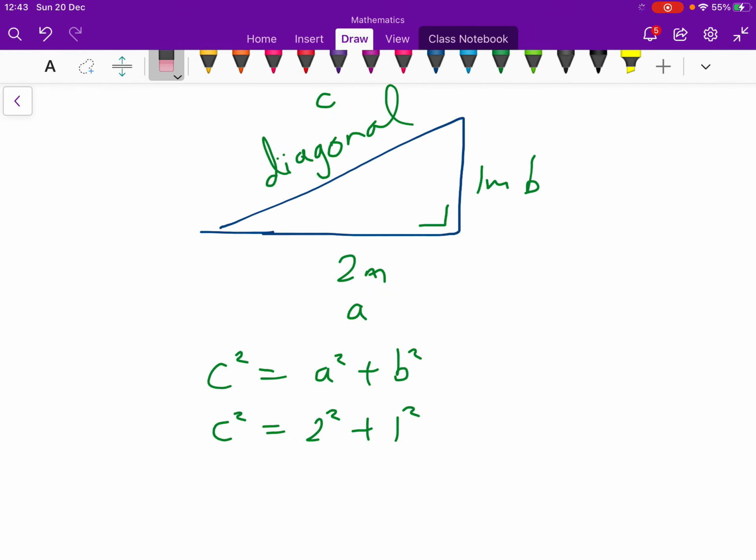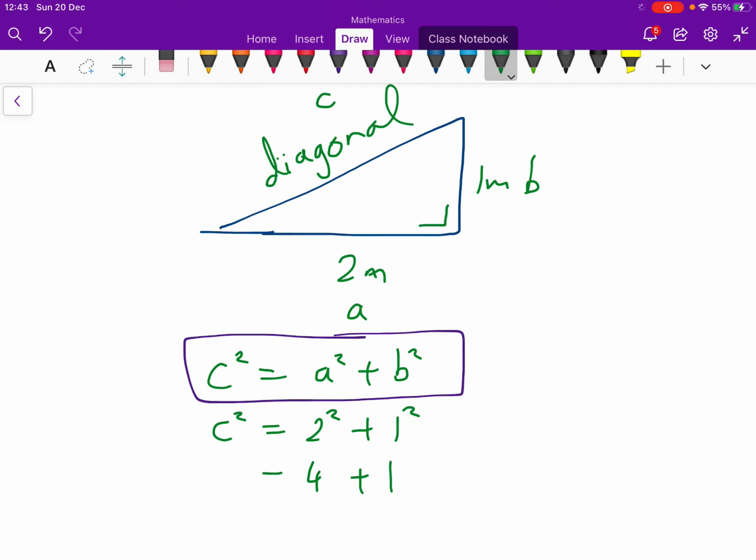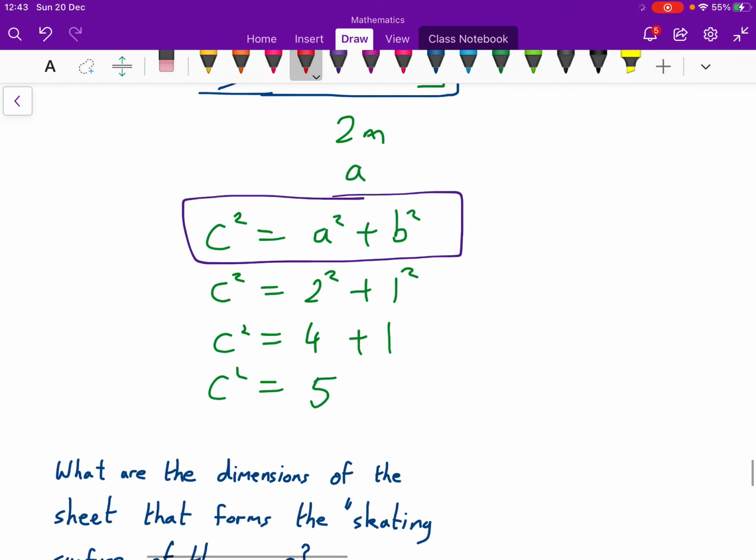So we've labelled the long one C, as always. The hypotenuse is always the one that's on its own in our Pythagoras theorem formula. And A is 2 and B is 1. So 2 squared is 4 and 1 squared is 1. So our C squared is equal to 5. Again, we don't want to know C squared, so we'll get the square root of both sides. So C is equal to root 5. If you want that as a decimal, it's less accurate of course, but root 5, what's that?